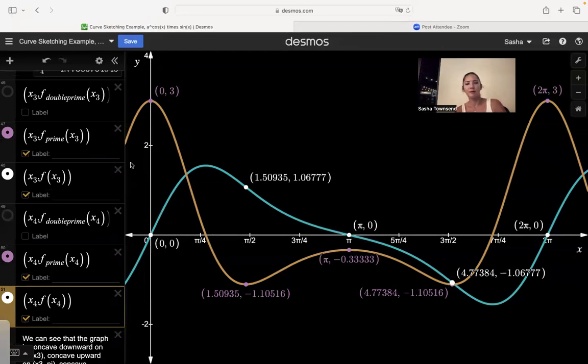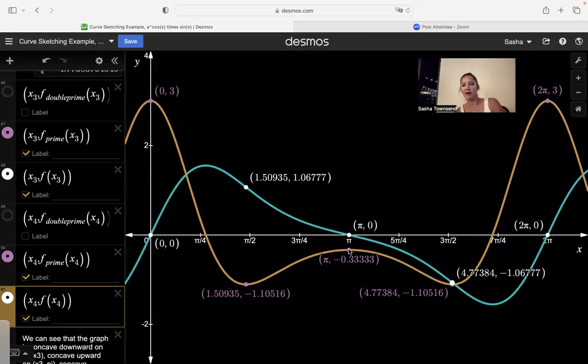And now if you look at where the function f prime is increasing or decreasing, you can see the relationship between that and the graph of f being concave upward or concave downward. So on the interval from 0 to this 1.509, we see that f prime is decreasing. Well, when f prime is decreasing, the graph should be concave downward, the original function. And the original function is concave downward between 0 and 1.509. And then between 1.509 and pi, f prime is increasing. So the original graph is concave upward.